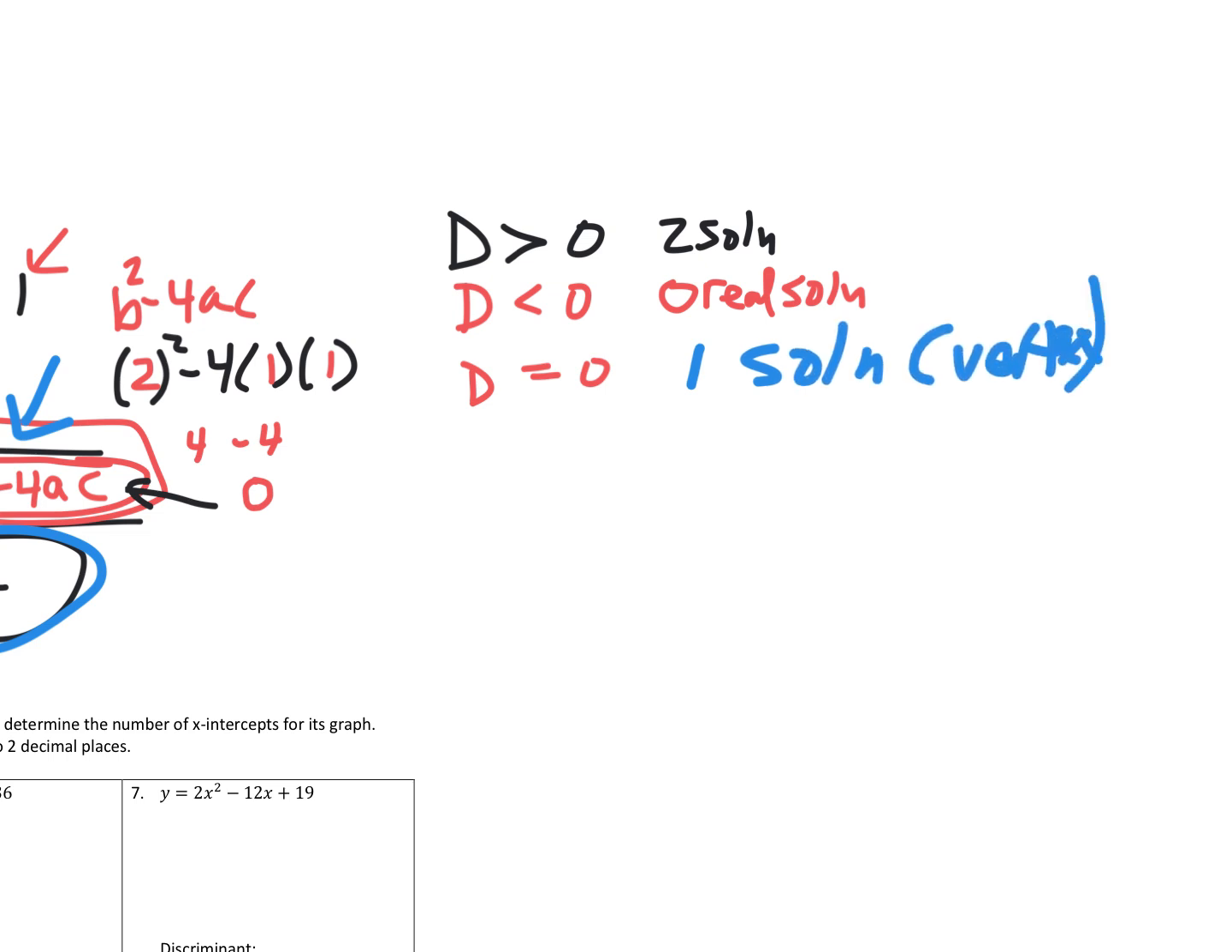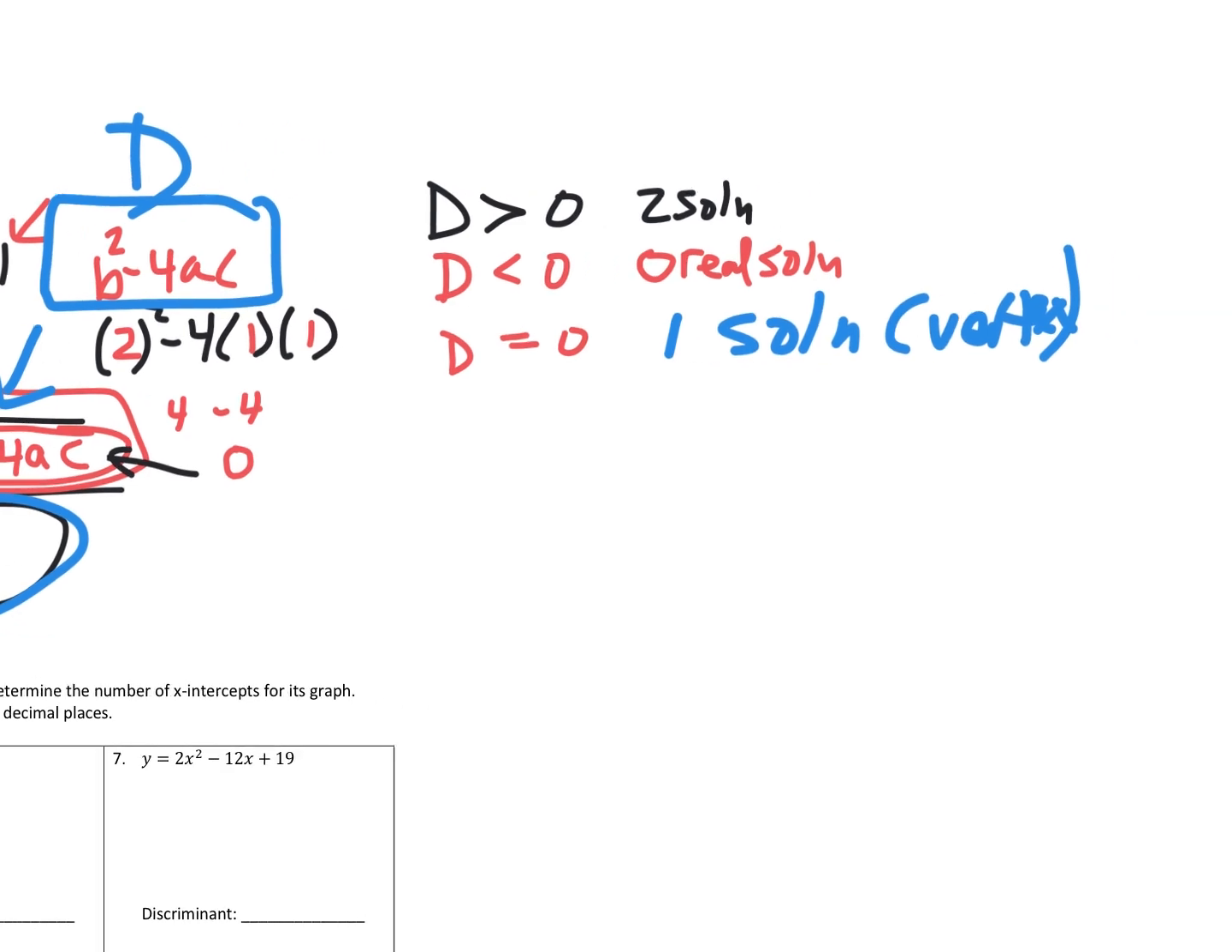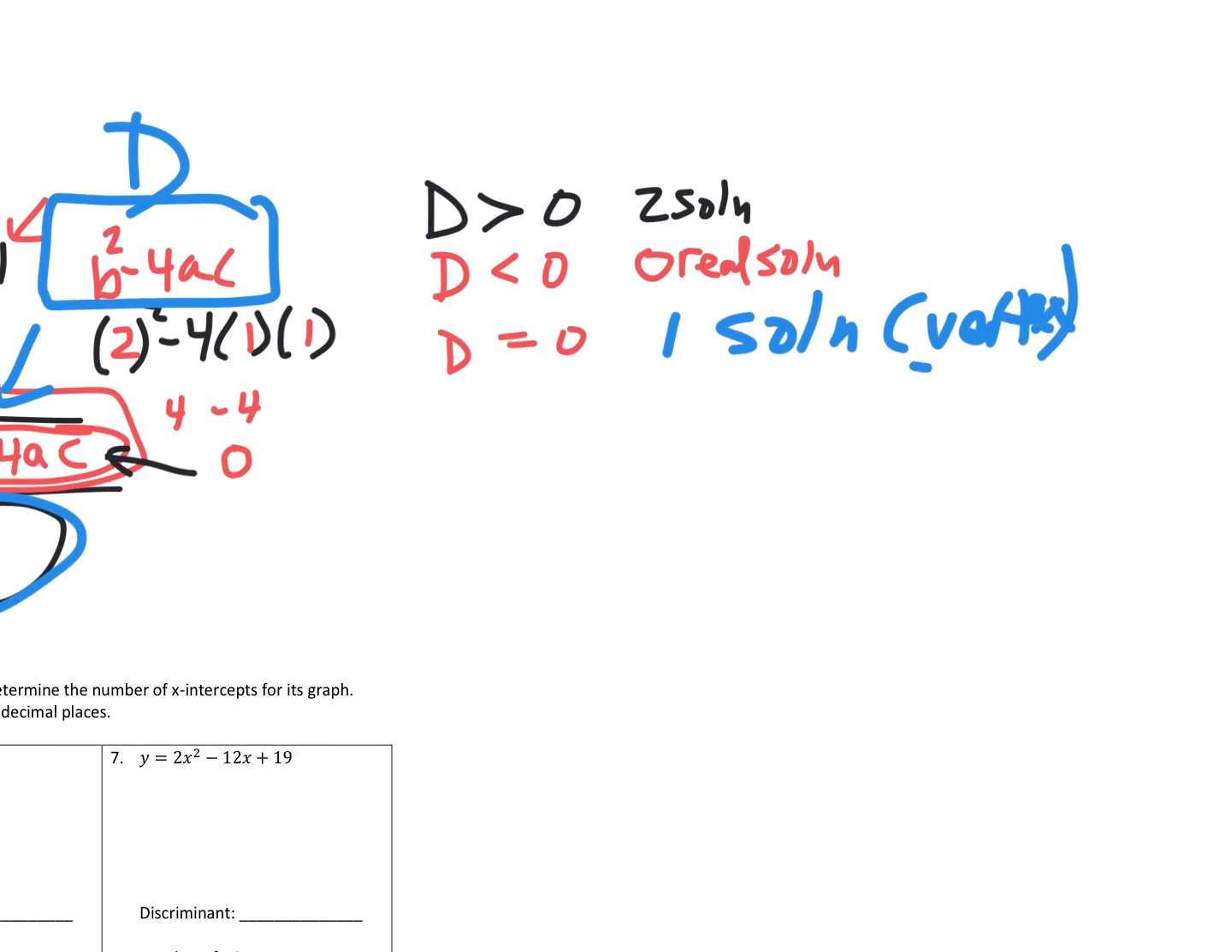So there's the discriminant. That's the discriminant. We call it D. If D is positive, you get 2. If D is negative, you get none. If D is equal to 0, you get 1 solution, and it's the vertex. That's very messy, but it says vertex.